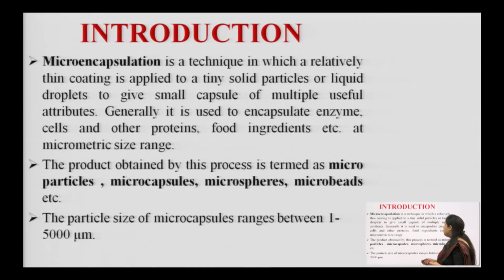The product obtained by this process is termed microparticles, microbeads, microspheres and microcapsules. These are the terms we use for microencapsulated particles. The particle size of microcapsules ranges between 1 to 5000 micrometers. That means the size of the particle lies within the micrometer range, not more than that.